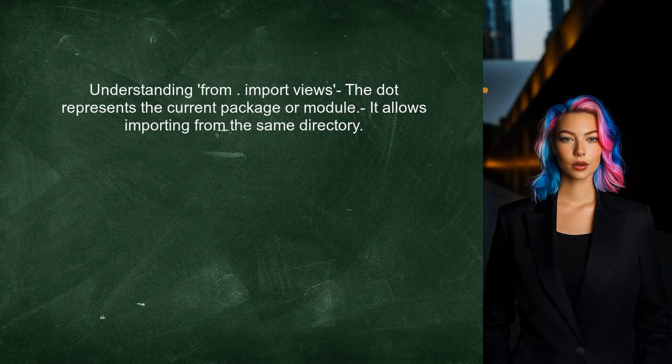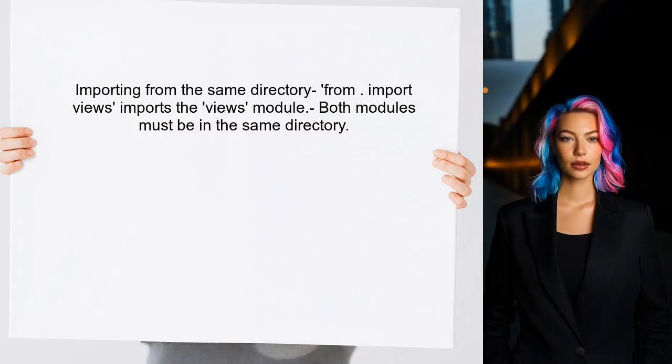To understand the statement "from . import views", we need to clarify what the dot represents. In this context, the dot signifies the current package or module. This means that when the user writes "from . import views", they are importing the views module that is located in the same directory as the current module.